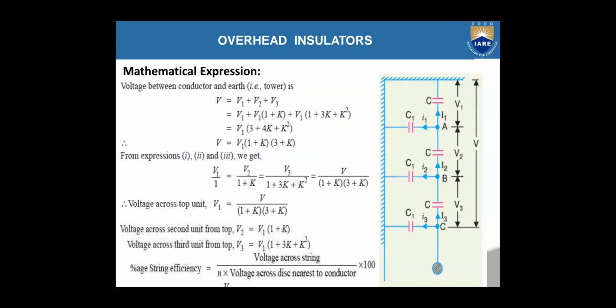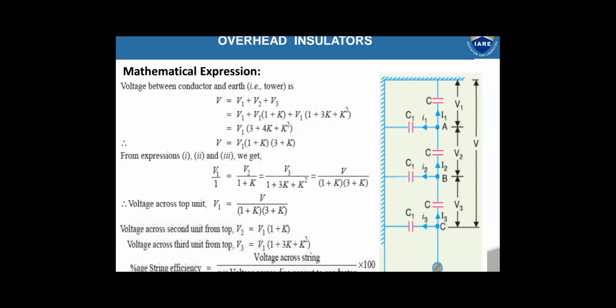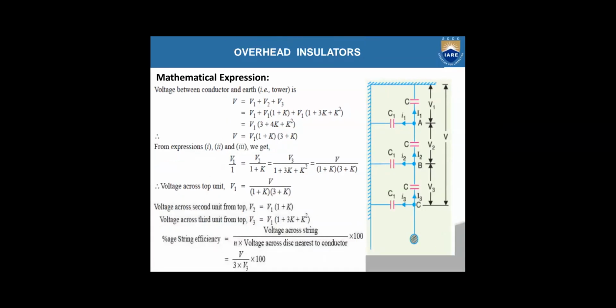Okay, so finally, what is the string efficiency? String efficiency, as I said, is the voltage across the total string, V, divided by the number of disks N, which here is 3, and the voltage across the disk nearest to the conductor. The disk nearer to the conductor is the third disk, so the voltage across it is V3. So string efficiency can be written as V by (3 into V3). If you want a percentage, you multiply that by 100.